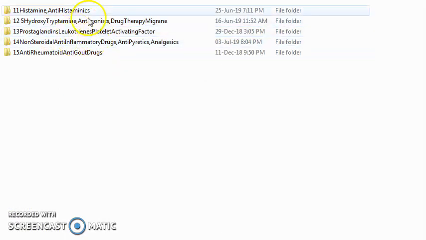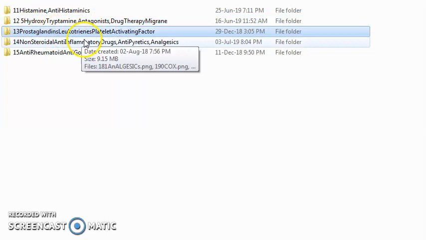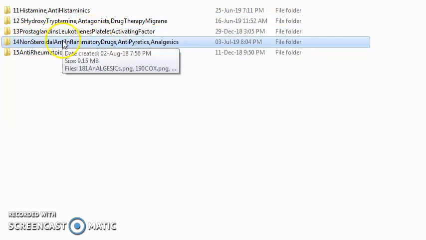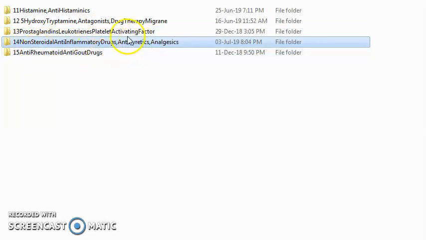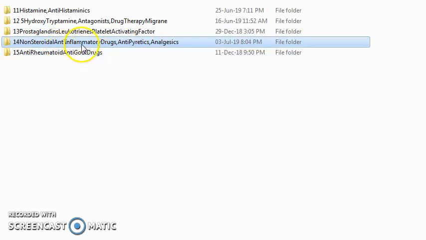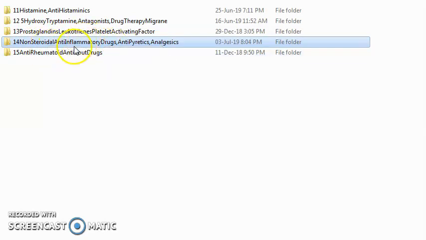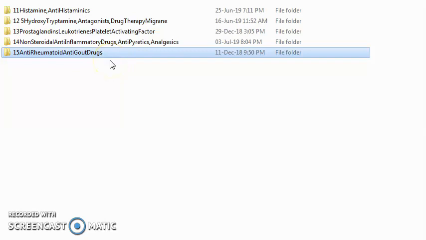Moving on, you have the autacoids chapter, in which you will read histamine, antihistamine, serotonin, that is 5-hydroxytryptamine, correct? Then you have prostaglandins, leukotrienes, non-steroidal anti-inflammatory drugs, that is NSAIDs like aspirin. All those will come in this chapter. Paracetamol is not a non-steroidal anti-inflammatory. It is not an anti-inflammatory drug, but we will read about paracetamol also. Then you have the anti-rheumatoid and anti-gout drugs.